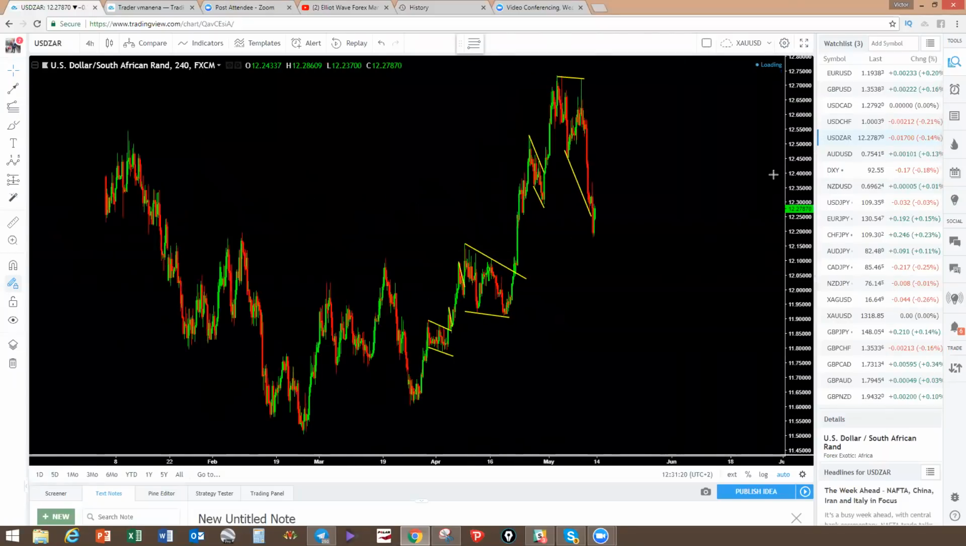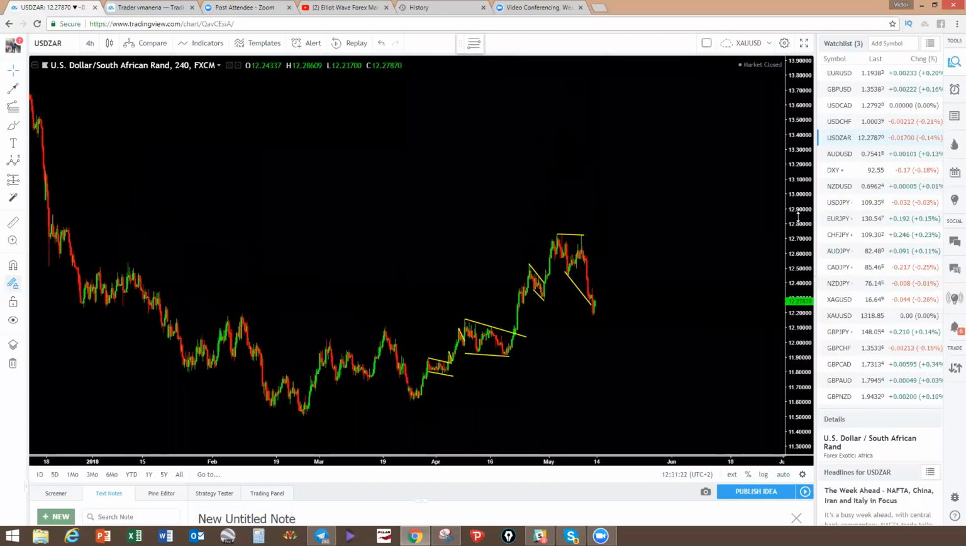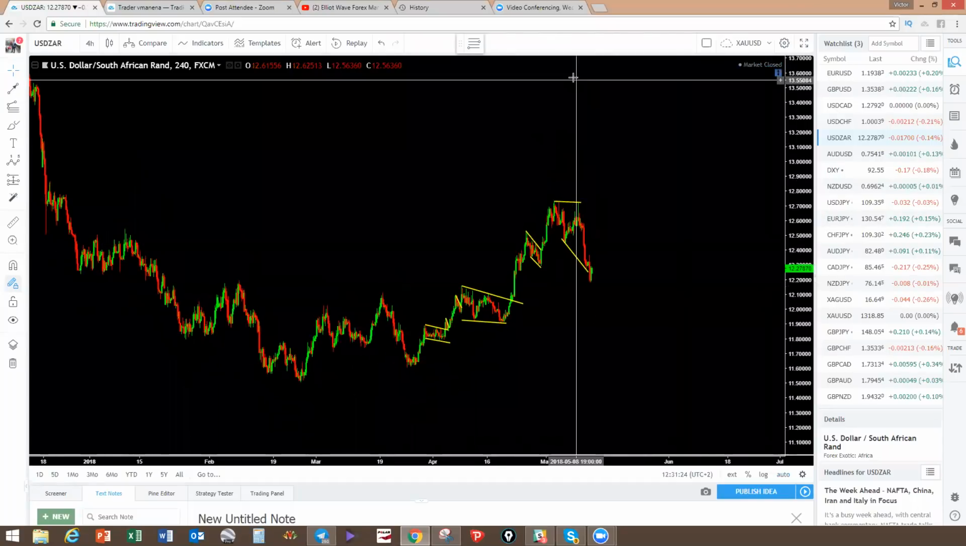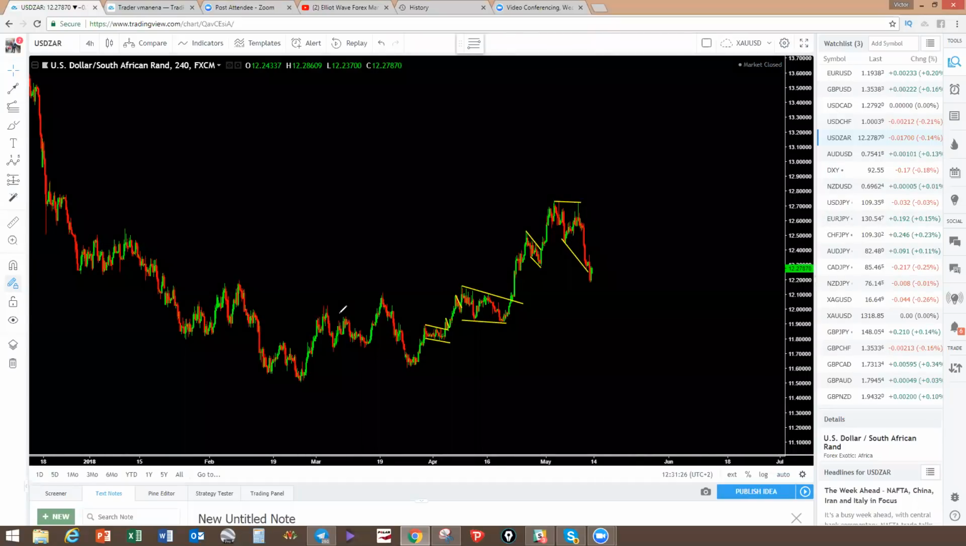Okay, US dollar ZAR. So US dollar ZAR, we took it from this bottom here and we were looking at this as a 1, 2. Could this be a 4 that we're building here? Could we get another one here like that? We need to see the reaction if we get an impulse here.